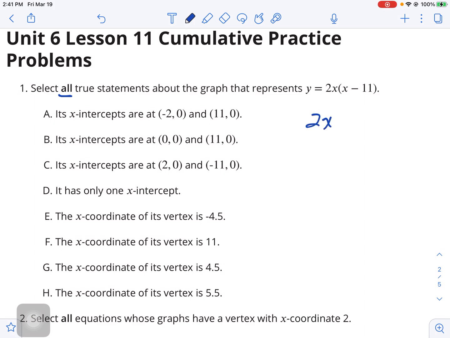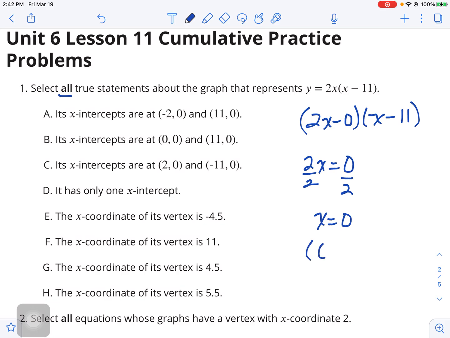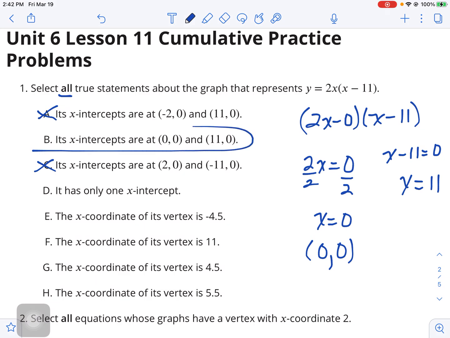So this doesn't look like the other ones with two binomials, but you can think of it as two binomials just the same. So minus 0, though, doesn't really do anything for us. But if I set that factor equal to 0, I get x equal to 0. So 0, 0 is one of our x-intercepts. So I can cross this one out and this one. Setting x minus 11 equal to 0 would give me x is equal to positive 11. So this letter B is the best choice for x-intercepts.